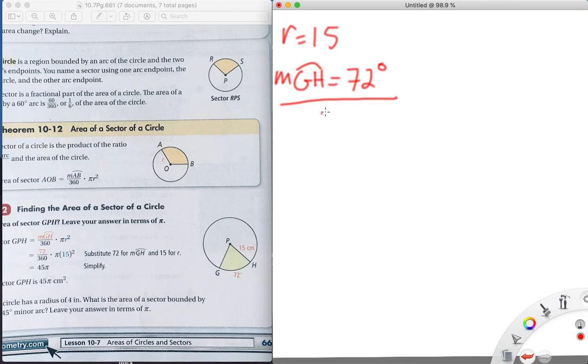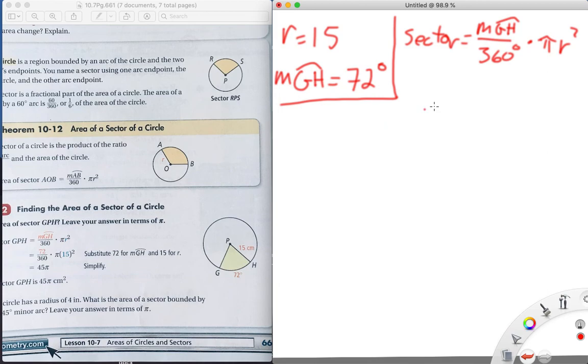Our equation for a sector is: the area of the sector is equal to the measure of arc GH in degrees over 360 degrees, because that's your whole around the circle, times the area of the circle, so pi r squared.